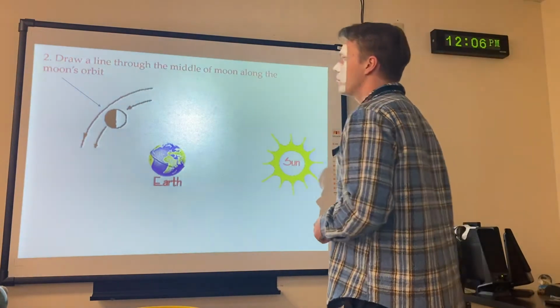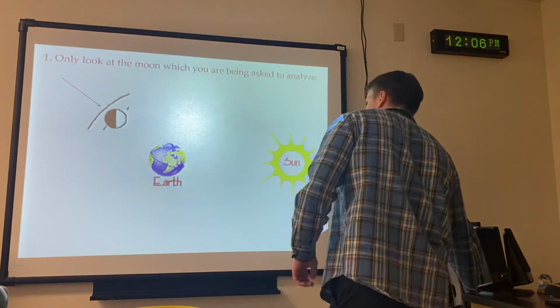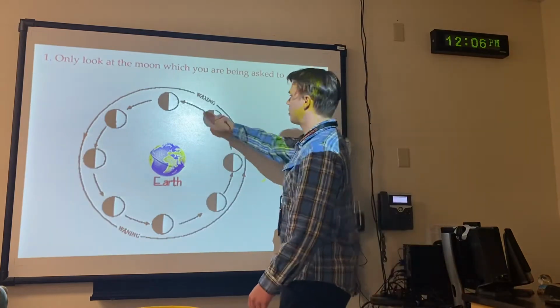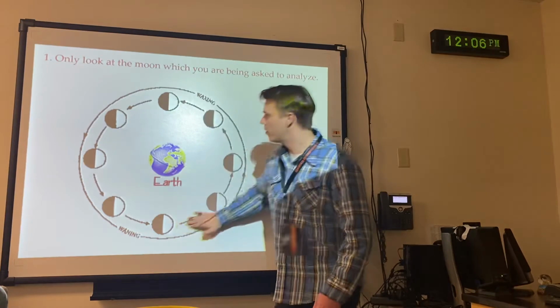Next, we're going to draw a line through the middle of the orbit. So if we just take it back real quick, you can see this arrow here showing you the moon's orbit or its path around the Earth.